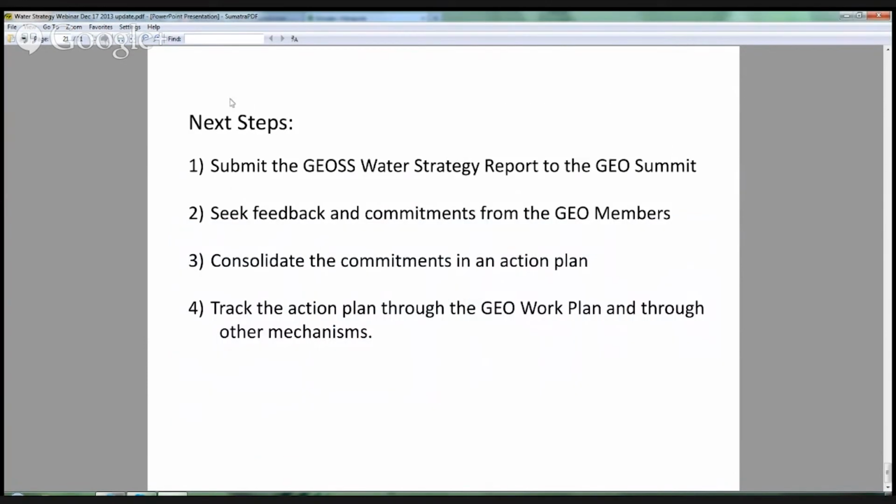Finally, let me talk about a few next steps in connection with this development. We are working on this water strategy report, which we hope to submit to the GEOSS Summit in January 2014. At that point, we'll seek feedback and commitments from the members of GEO, which are countries and are able to fund activities, as well as international organizations. And then the commitments that we have will be consolidated into an action plan, which will then be tracked through the GEO work plan and through other mechanisms.